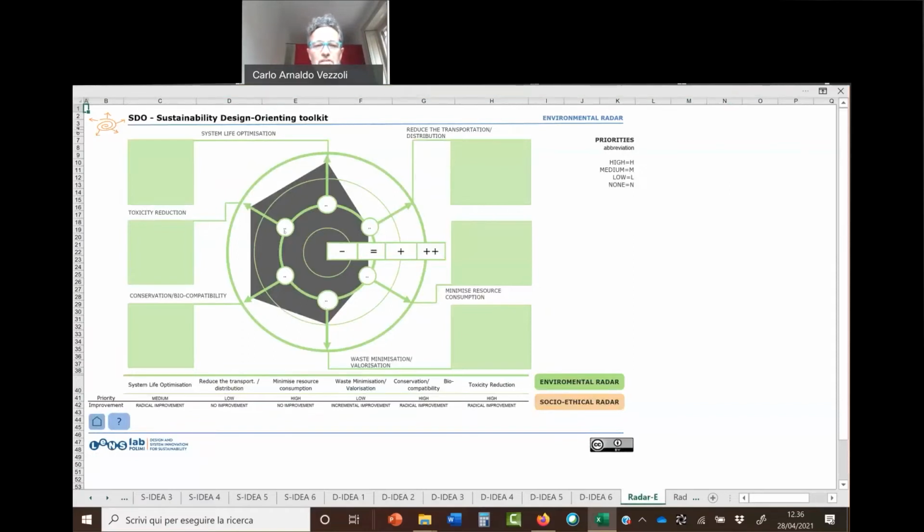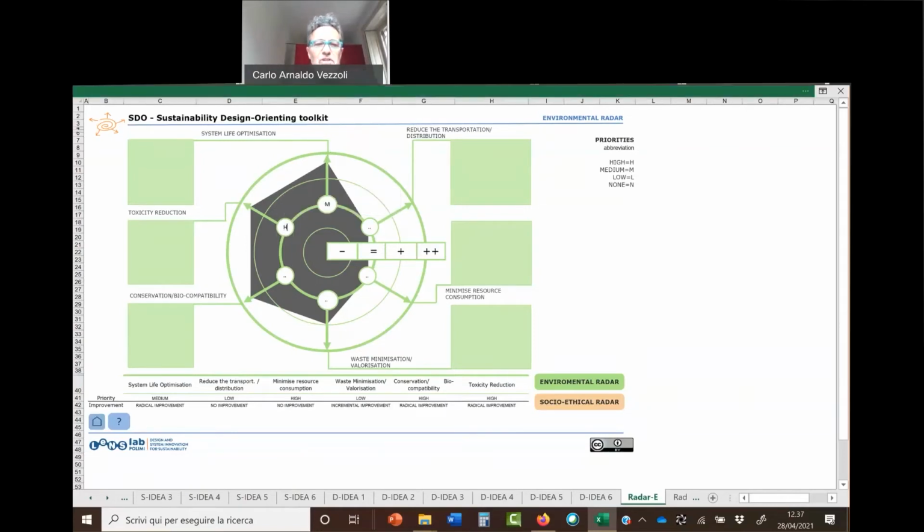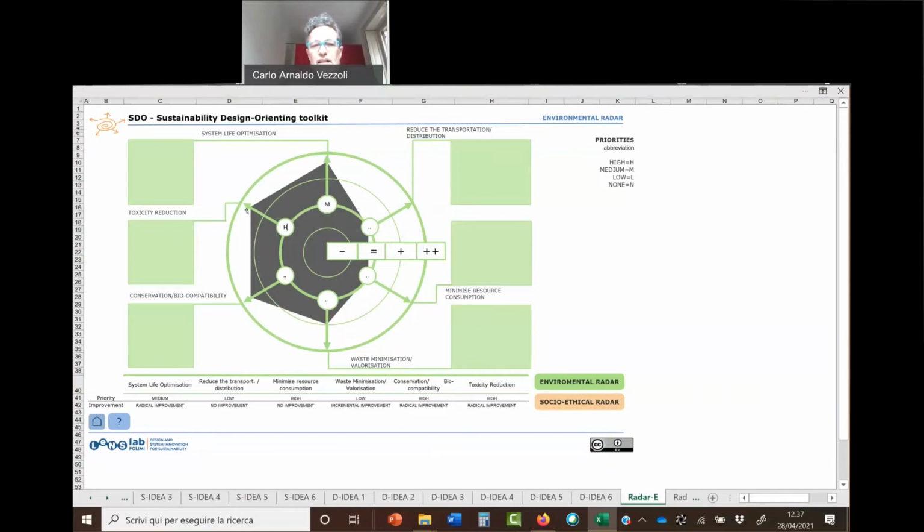The priority could be inserted here inside. So for system life optimization, we have medium. So we insert medium here, and so we do for the others. And we have this evaluation where we see the performance of our concept. Double plus means radical innovation. We have a radical innovation for a medium priority. Toxicity reduction is a high priority, so it is good that we have a radical innovation, and so on.